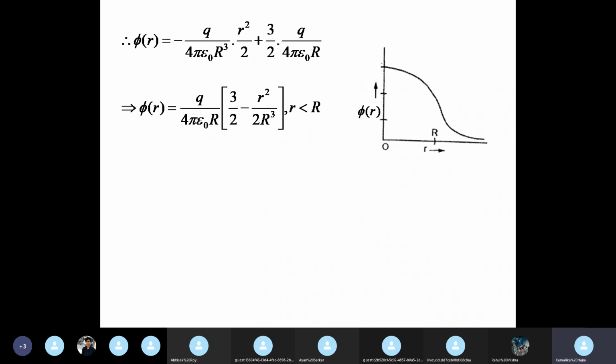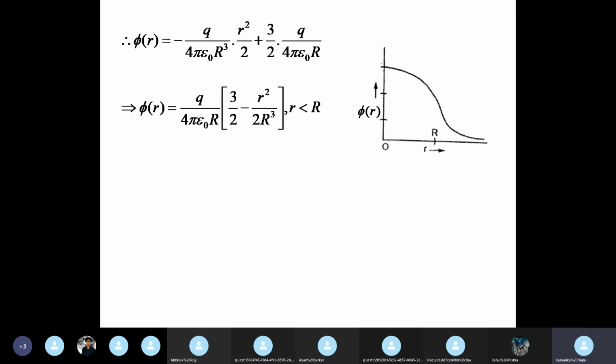So if you plot potential against distance from the center for a solid sphere, the curve that you get behaves like this. Okay, and this is a question that you often get in your exam. Find out, derive or calculate the value of the electrostatic potential due to a solid sphere when the point is inside the sphere or outside the sphere, and draw a curve showing the relation between the potential and distance from the center of the sphere.